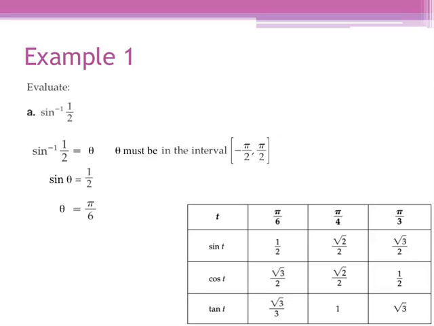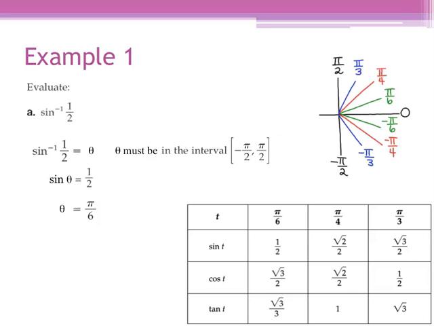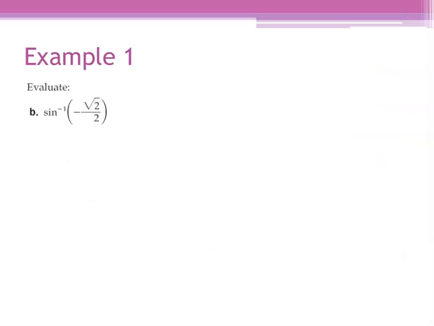Now let's just verify for ourselves. Is pi over 6 between negative pi over 2 and pi over 2? Yes, it is. Pi over 6 is in the first quadrant. So sine inverse of 1/2 is going to equal pi over 6. Okay, let's take a look at another example.